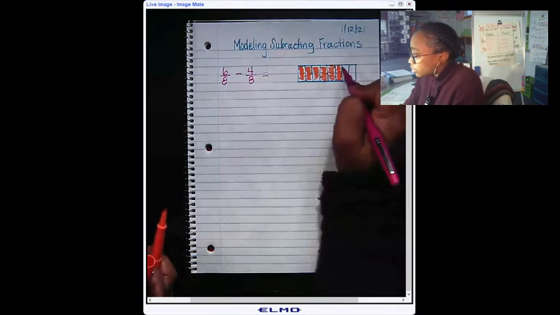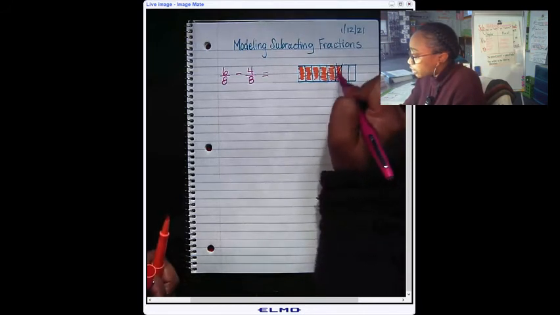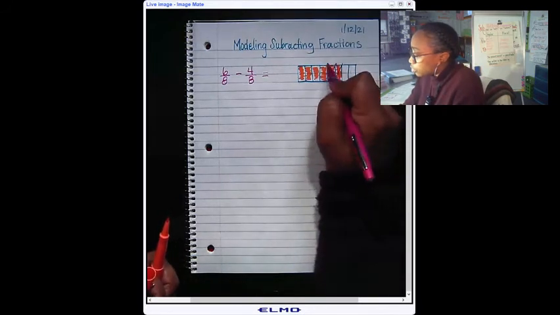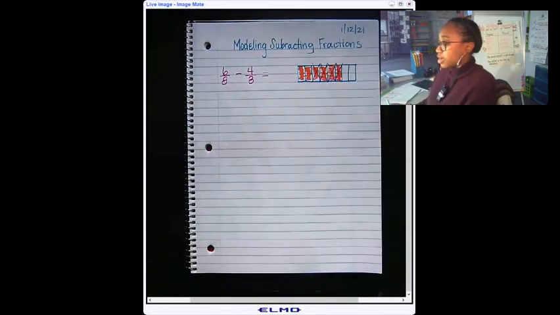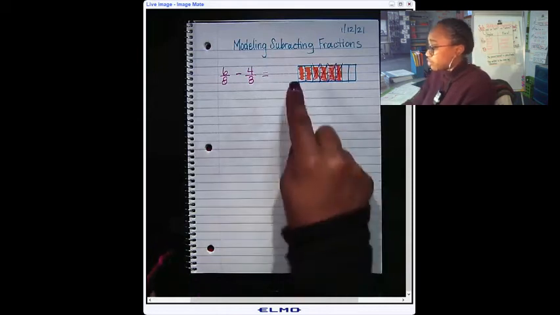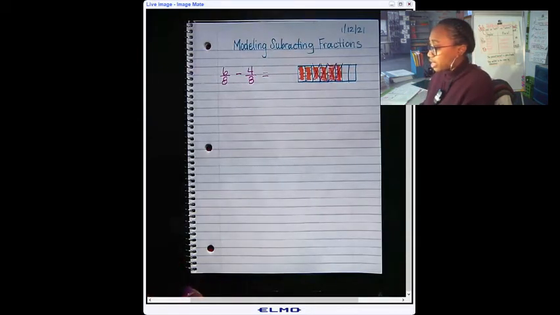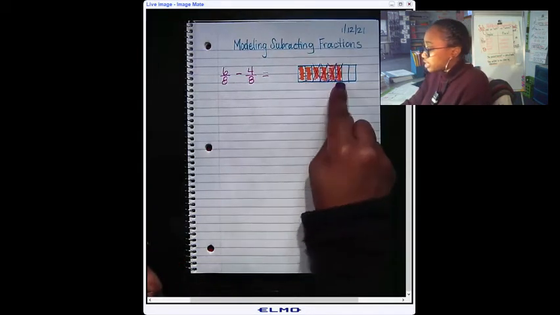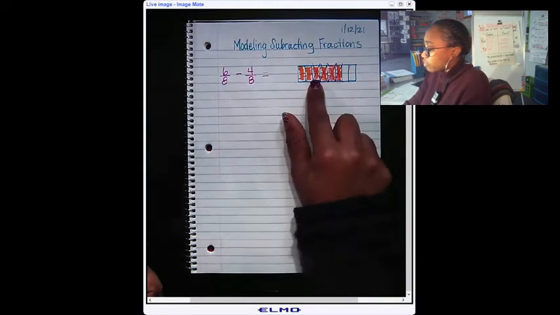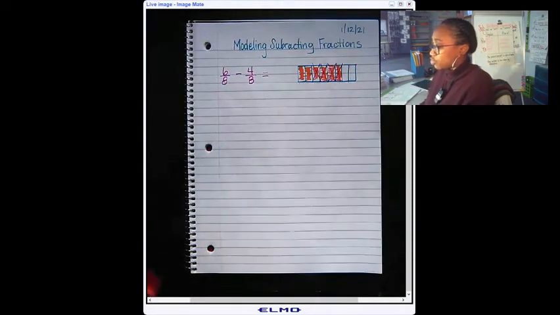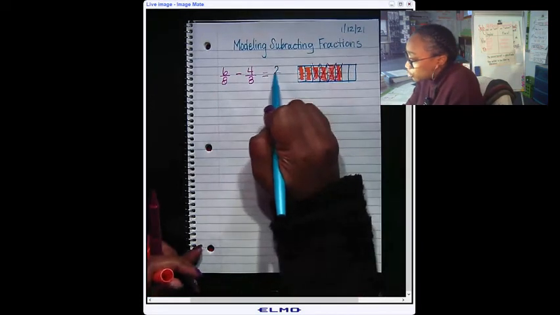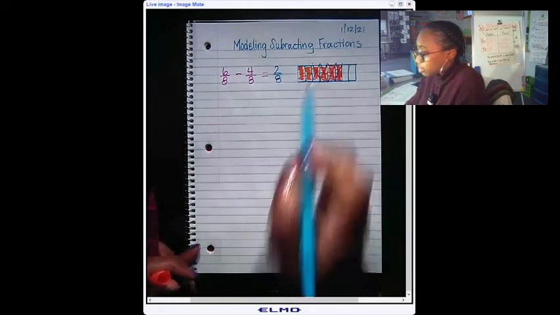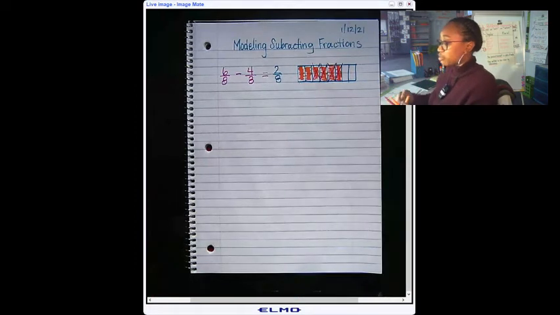But now I'm trying to subtract from that 4 of those. So I'm going to just cross them off. 1, 2, 3, 4. And so what do I have left? 2/8. Okay. I started with 6/8. I took away 4/8, and now I have 2/8 left. So 6/8 minus 4/8 is 2/8.